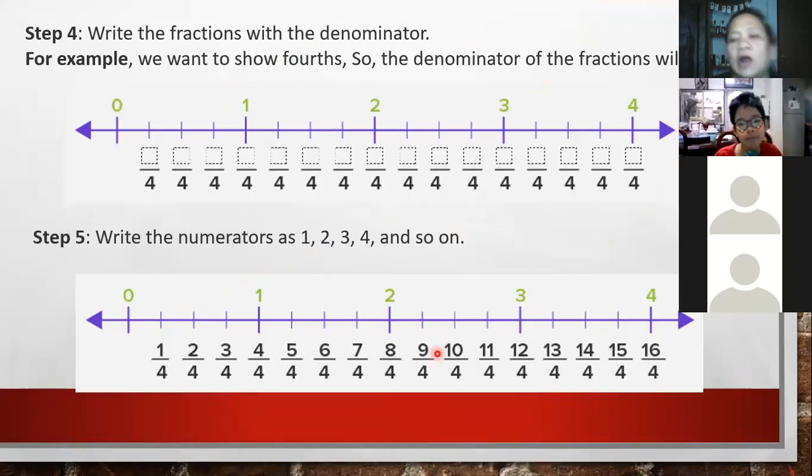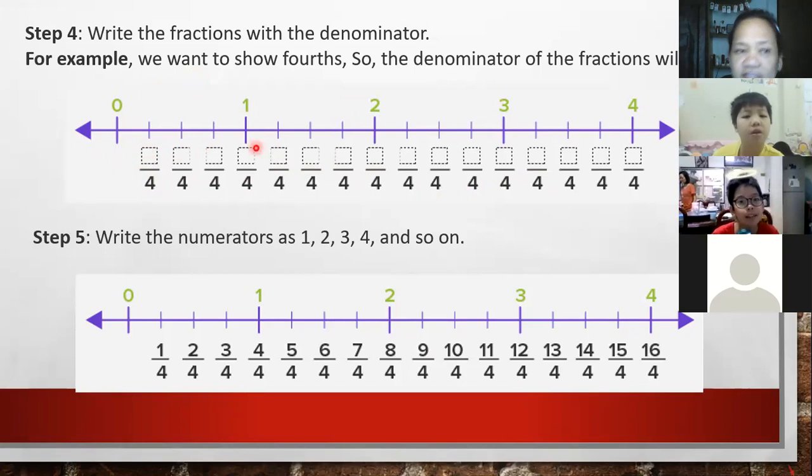Okay, then step 4. After doing this, you write the fraction with the denominator. We want to show 4th. So the denominator of the fraction will be 4, because there are 4. 1, 2, 3, 4. And between that, 0 to 1, I will put 3 lines. Okay, so this is for all. All the denominator is what? 4. Okay, that is step 4.